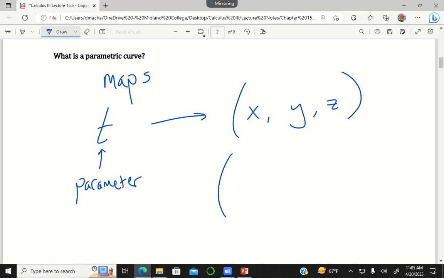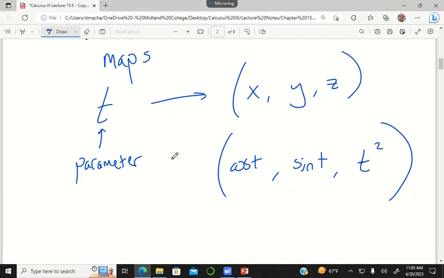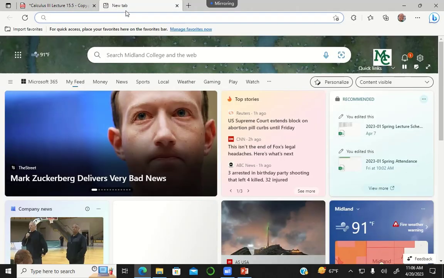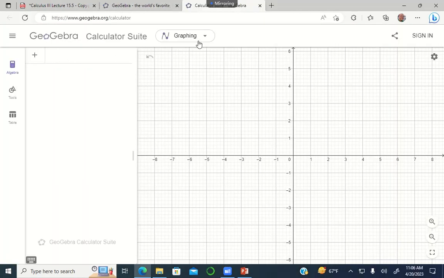But as an example, this could be something like cosine t, sine t, t squared. Right, so I have the x coordinate, the y coordinate, and the z coordinate as a function of my parameter. And in addition to having this function of t, you would generally say, okay, I'm going to allow t to be all of the values between 0 and 3. So you'd also state some upper bound and lower bound on your parameter so that you could tell people where your curve starts and ends.